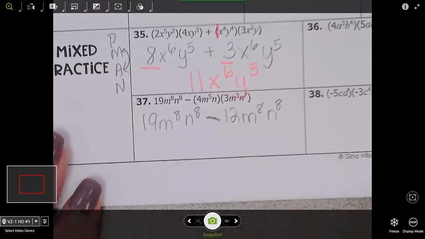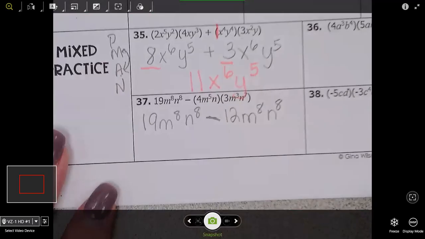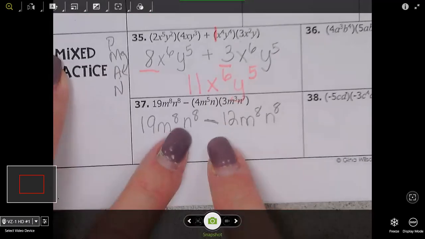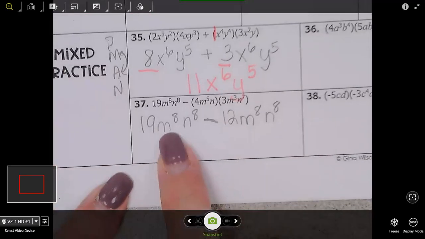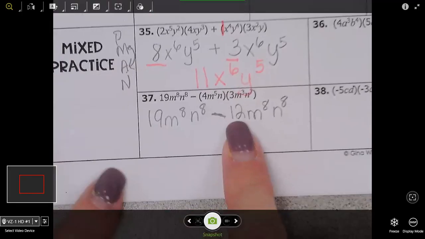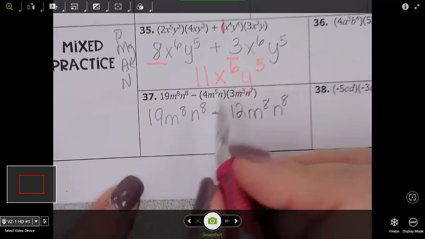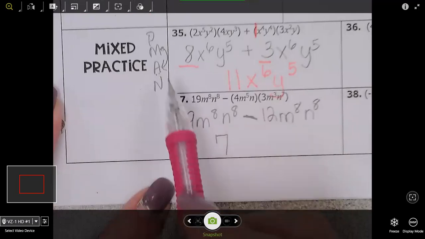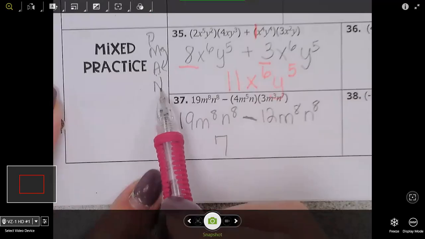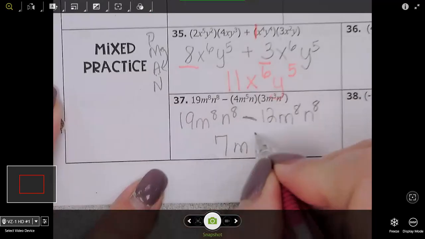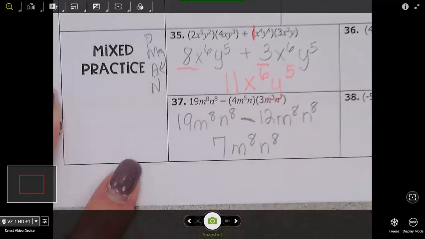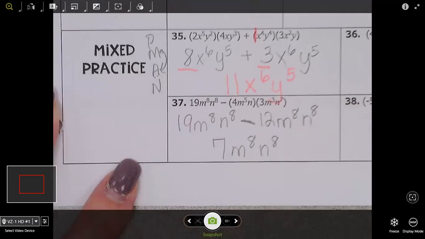Okay, am I finished? Why not? Why am I allowed to combine these? They're the same. I have the same variable with the same exponent. So what's 19 minus 12? Yeah, good job. And since I just subtracted, we don't do anything to the variable and the exponent. I leave them alone. M to the 8, N to the 8. Okay, does anybody have any questions?